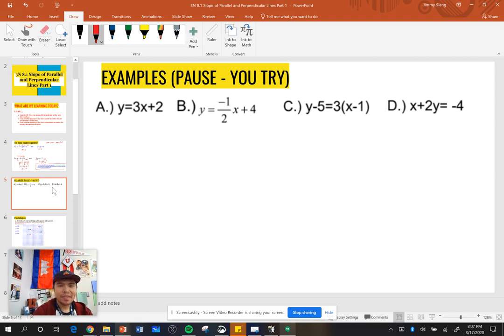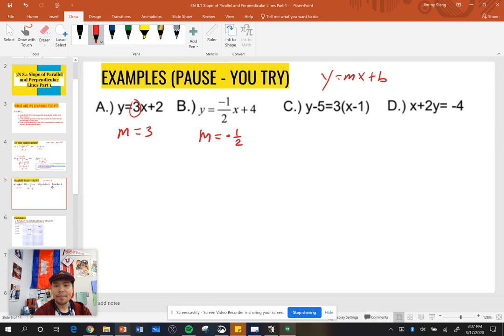Okay, let's look at the slopes of these. Again, I want to see which ones are parallel to each other. When they're parallel, the slopes are the same, okay? So looking at A, the slope is 3, right? You can look at this as y equals mx plus b, so the slope there is 3. With letter B, it's negative 1 over 2, okay? So that's not the same as A, so that's definitely not going to be parallel.